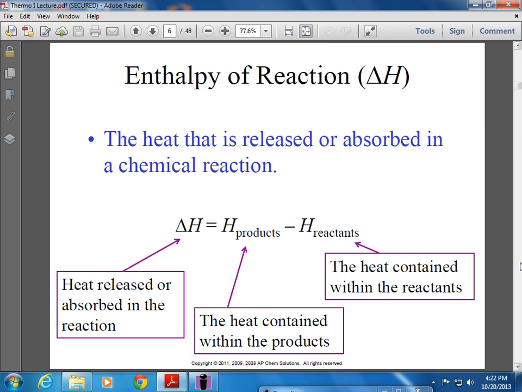If you ended up having an endothermic reaction, you would have a positive delta H. That means your products ended up with more energy than the reactants within their bonds. If you had an exothermic reaction, delta H is going to be negative. The potential energy is locked up in those chemical bonds. Let's talk about how this works with an example.